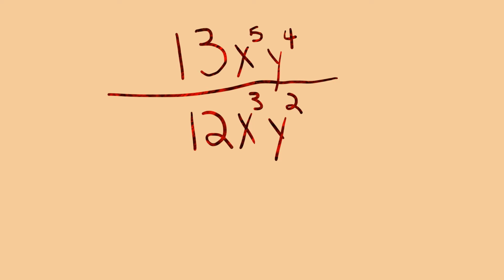So what do I mean by the base? Well, look at x to the fifth and x to the third underneath it. The x represents the base for both the top numerator and the bottom denominator. The same can be said about the y variables, where y to the fourth is in the numerator and y to the second in the denominator; we will have to subtract their exponents. So let's dissect this problem.